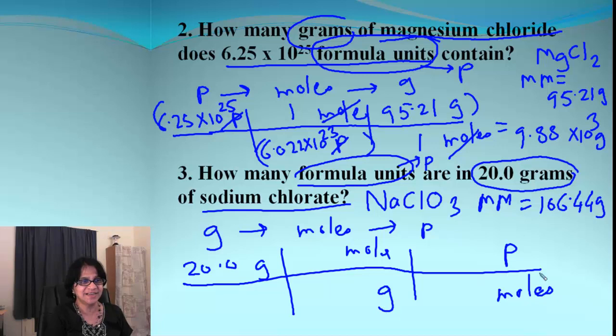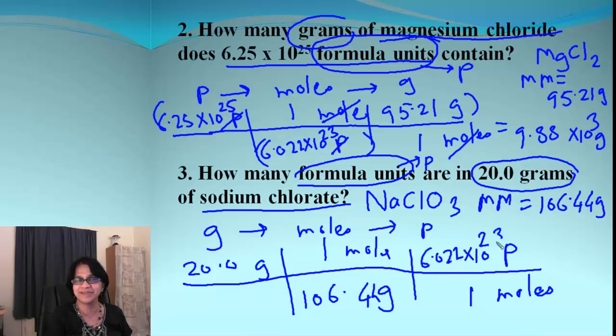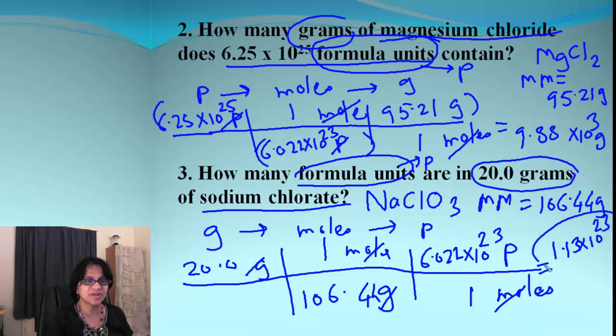Okay, and already you got that now. So 1 mole, and for grams it is the molar mass. Okay, and when it's moles to particles, we use that number. And there we go. We cancel the common units, and the final answer comes out to be, let's see what I got. I believe I got 1.13 times 10 to the 23rd formula units, which are particles.